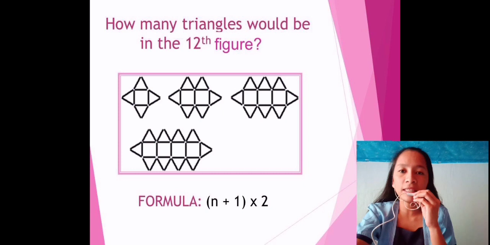Kasi kung mapapansin natin sa sequence niya, sa una meron tayong 4. And sa pangalawa meron tayong 6. So, 6 minus 4 is equals to 2. So, doon galing yun. So, makakabuo tayo ng n plus 1 times 2.